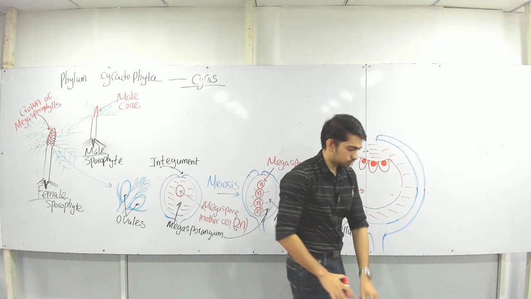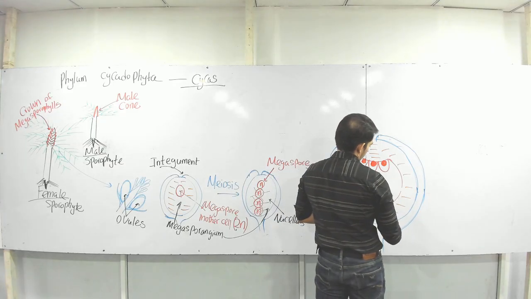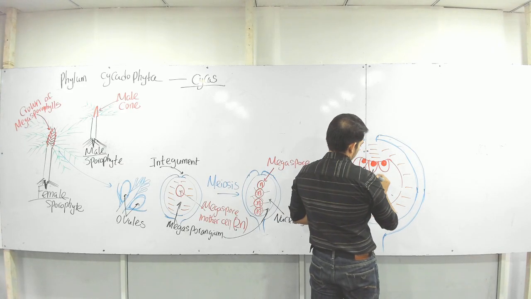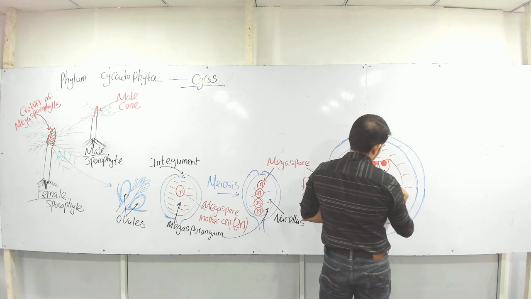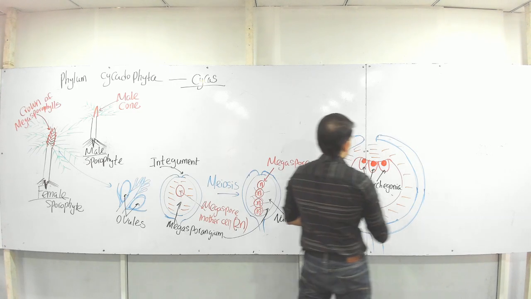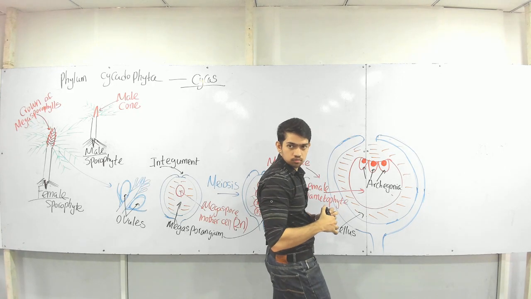Highlight single egg. These are what? Archegonia. They each produce one egg. Okay.